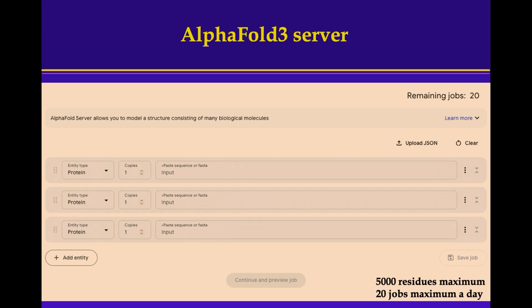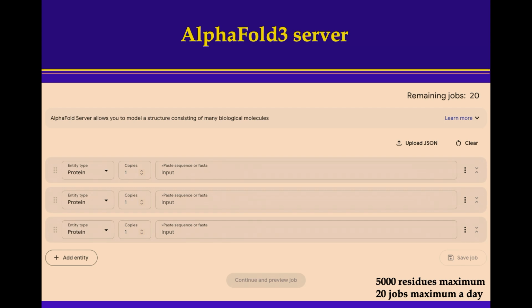But it has a limitation in the sense that you can only run 20 jobs a day, which is still a lot. I've never run over that limit. I've done 15 a day, I think, maximum once. And 5,000 seems to be a lot. Actually, something we work on, I'll show you later this week, 5,000 is still not enough. It's a megadalton complex, but still, it's a very good starting point.